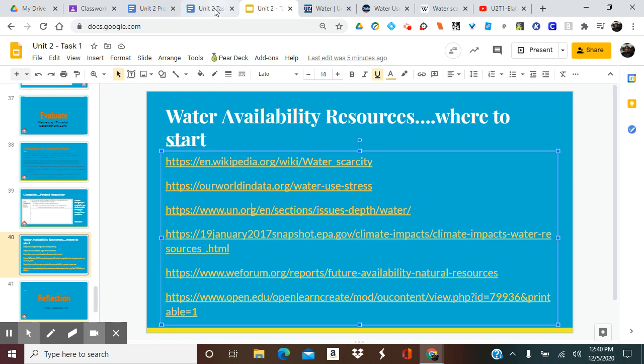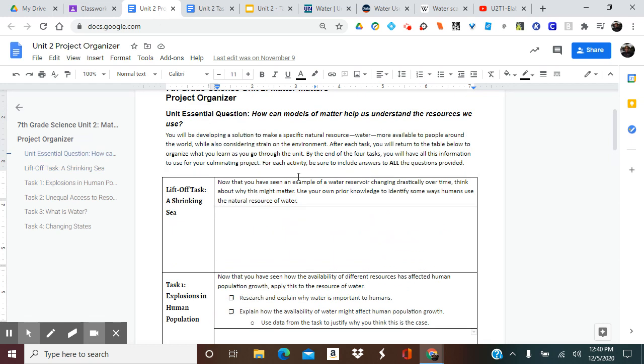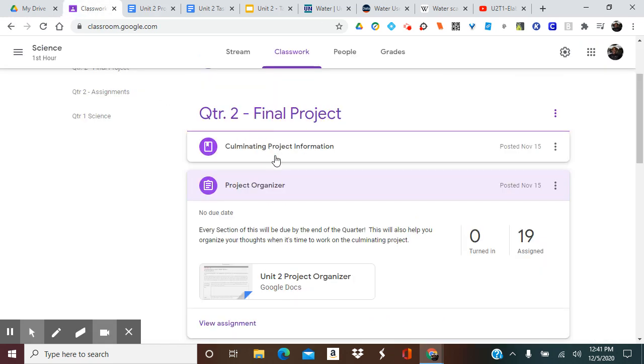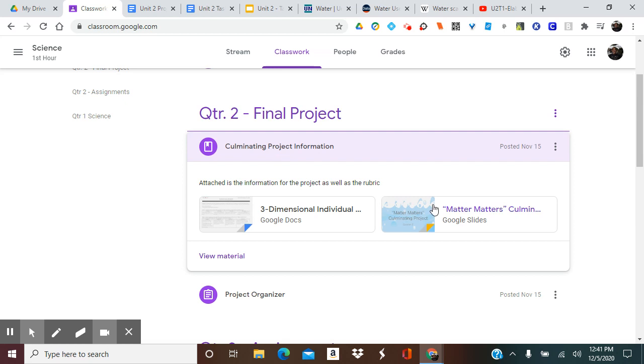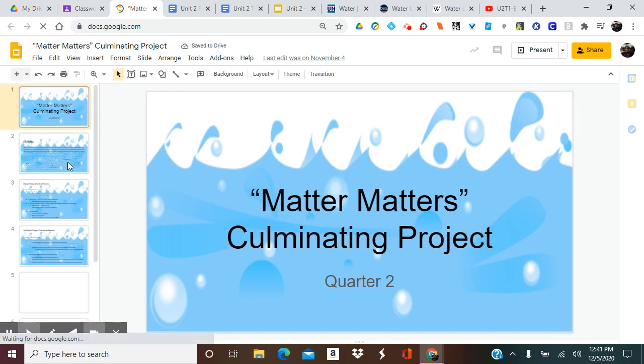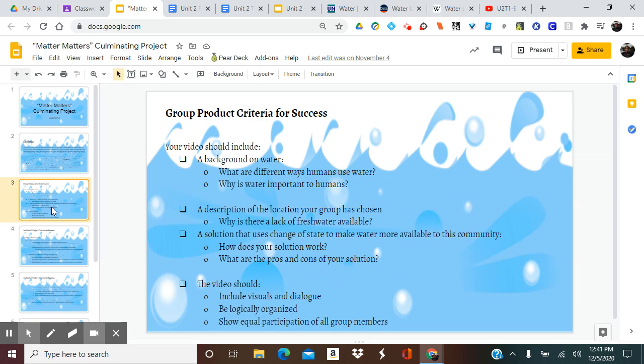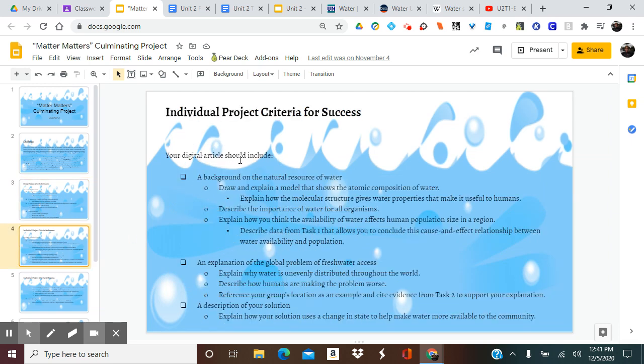If you have any questions about the project itself, all you have to do is go to the culminating project information, and this is going to give you a lot more information about the project itself, what it is that you're going to be doing. So we're not really going to do the group part. We're going to do more the individual part. You're going to write an article that explains your solution. Okay, so you're going to focus on the article.